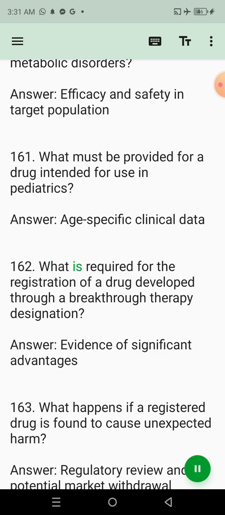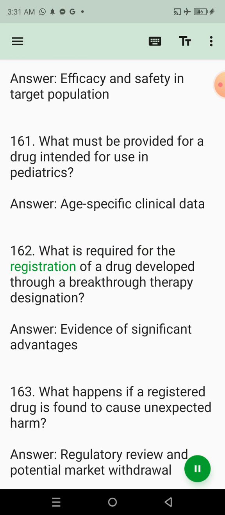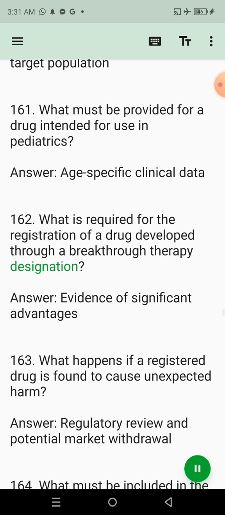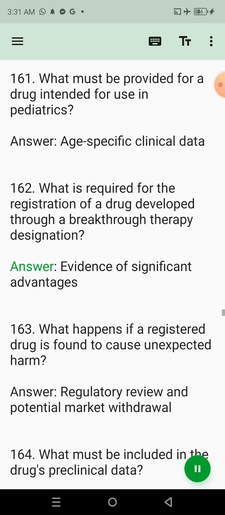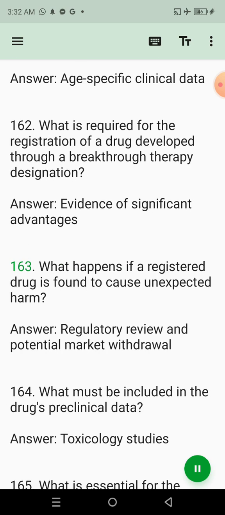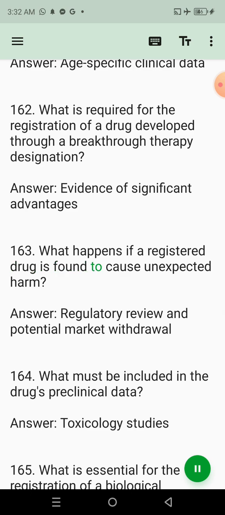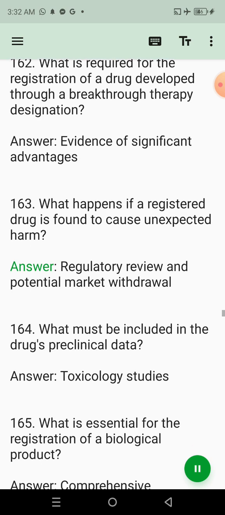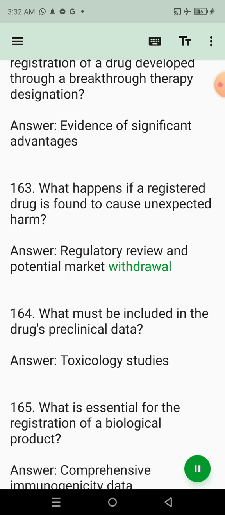162. What is required for the registration of a drug developed through a breakthrough therapy designation? Answer: evidence of significant advantages. 163. What happens if a registered drug is found to cause unexpected harm? Answer: regulatory review and potential market withdrawal.